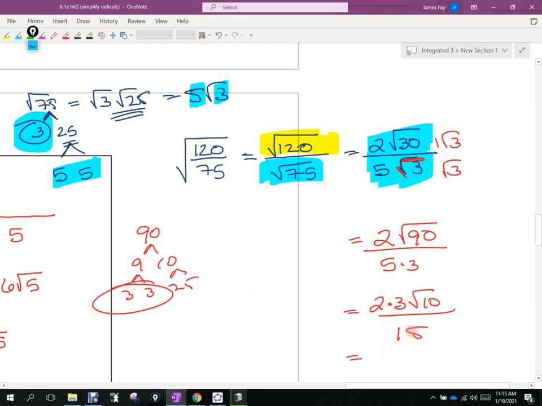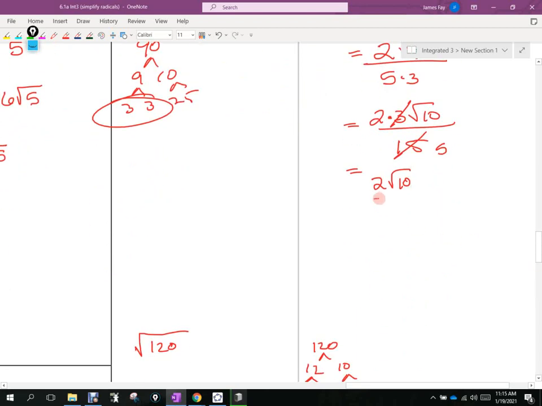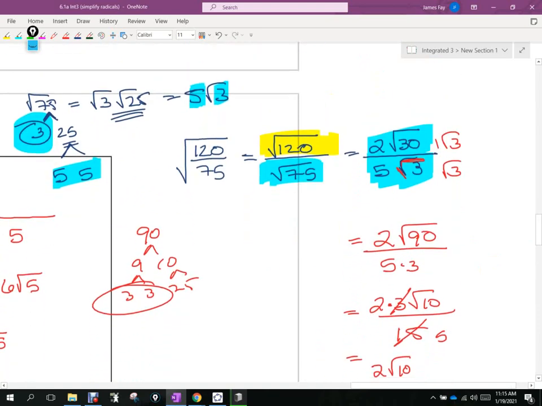Okay? Would you guys agree that there is a 3 up top and there's a 3 in this 15 down here? I'm going to take that out, make it a 5. So we get 2 radical 10 over 5.